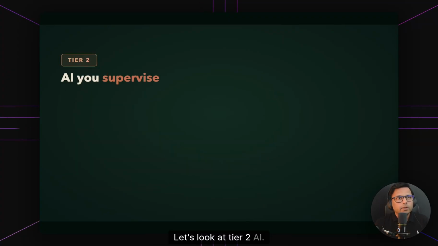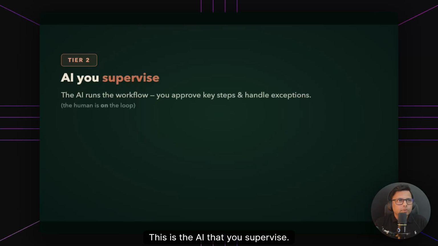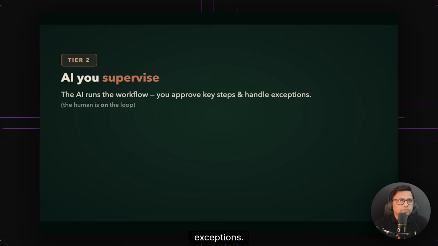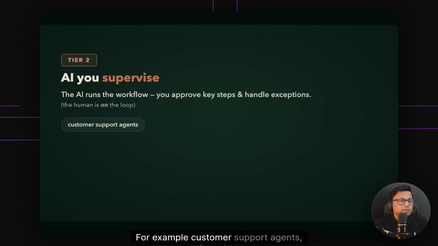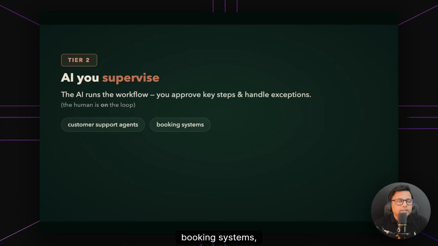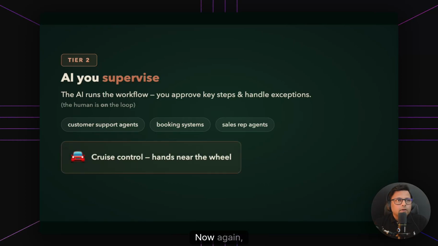Let's look at Tier 2 AI. This is the AI that you supervise. Now, AI runs the workflow. You approve the key steps and you handle the exceptions. For example, customer support agents, booking systems, sales rep agents working your leads. Now, again, if you think about it in terms of cars, this is like a car with cruise control. The car does the work, your hands stay near the wheel, but this is more like AI is assisting you to get the work done.